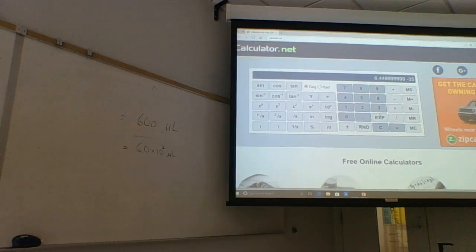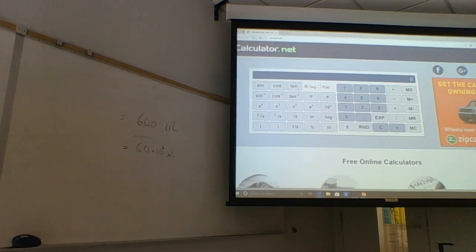Now you have to be aware of how your calculator handles inputs. To be ultra safe, I would put this in parentheses, 4 times 10 to the 18. And then I need to cube that. So I'm going to close the parentheses and then cube it. When I close the parentheses, it didn't work.